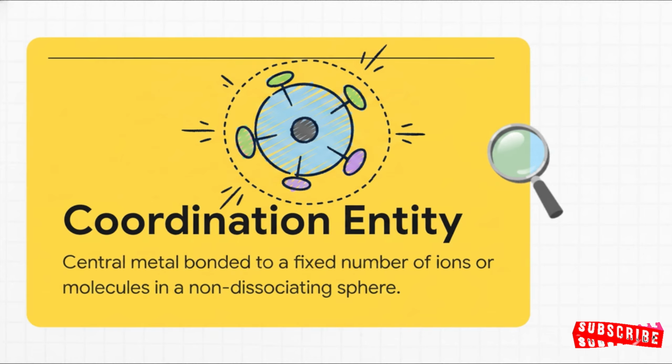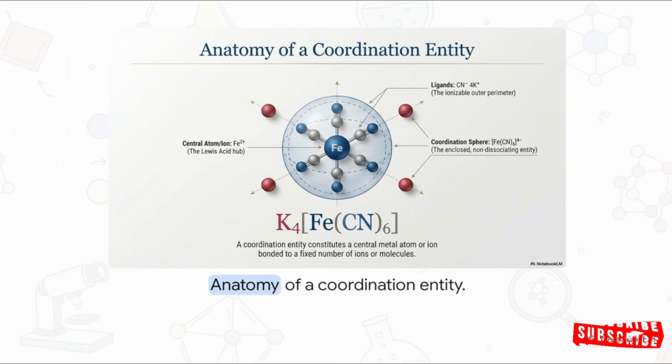A coordination entity constitutes a central metal atom or ion bonded to a fixed number of ions or molecules within a non-dissociating sphere. Basically, it's a single locked-in unit that behaves as one giant molecule when you dissolve it in water. Think of it kind of like a molecular fortress. You have your central iron hub, the Lewis acid or electron acceptor, sitting right in the middle. Then, the cyanide ligands form a locked perimeter safely inside the non-dissociating coordination sphere, which we mark by those square brackets.